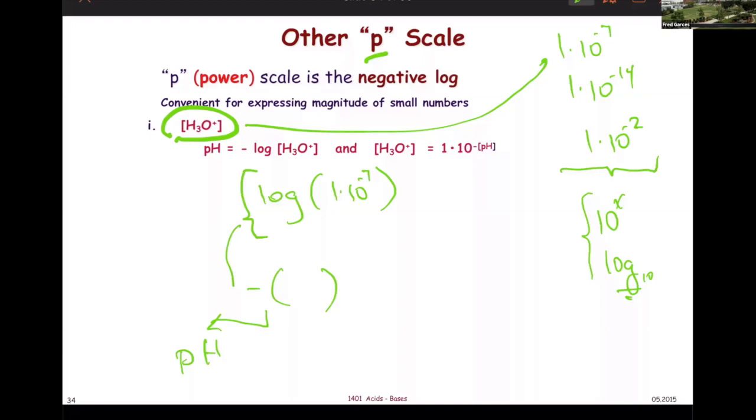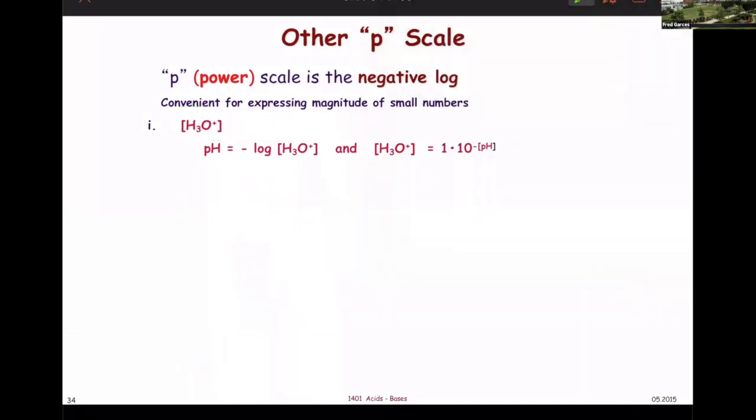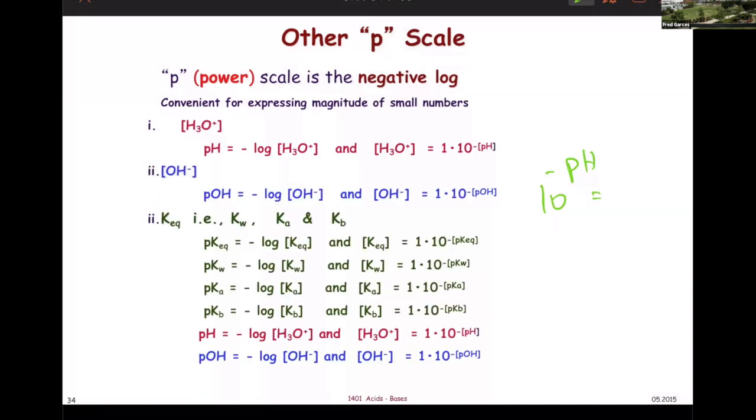Okay, so that is your P function. And then the anti is taking the pH value and raising 10 to that power, but making sure that the pH is the negative. And that'll get you the original concentration. So you can do that for hydroxide as well. And you can do that for any equilibrium constant, because equilibrium constants, remember, are very small, at least for acid-base chemistry. So let's take a look at some examples.